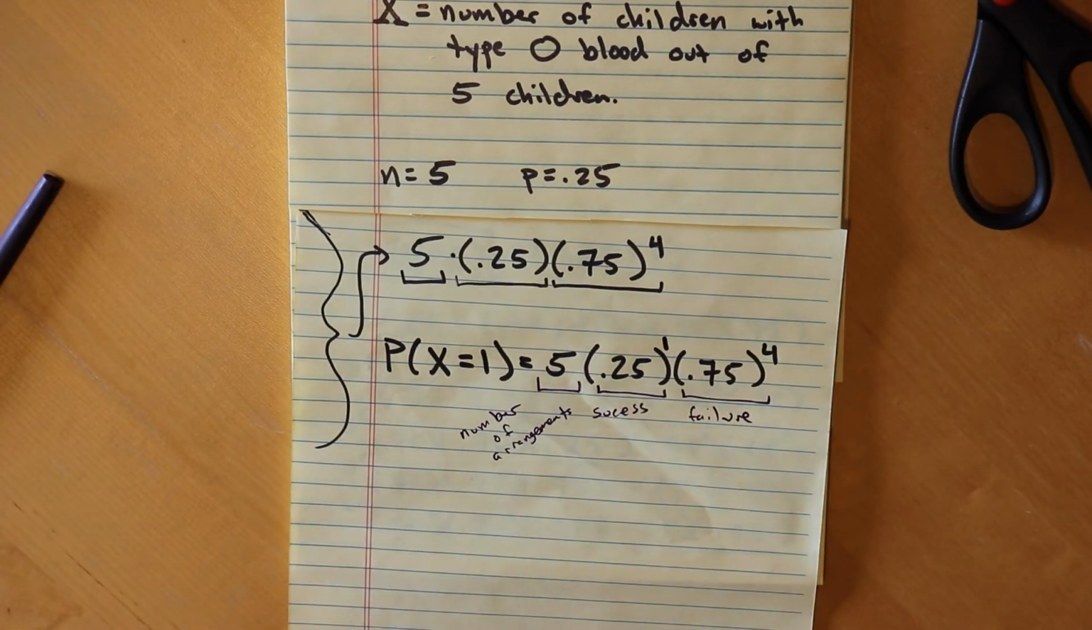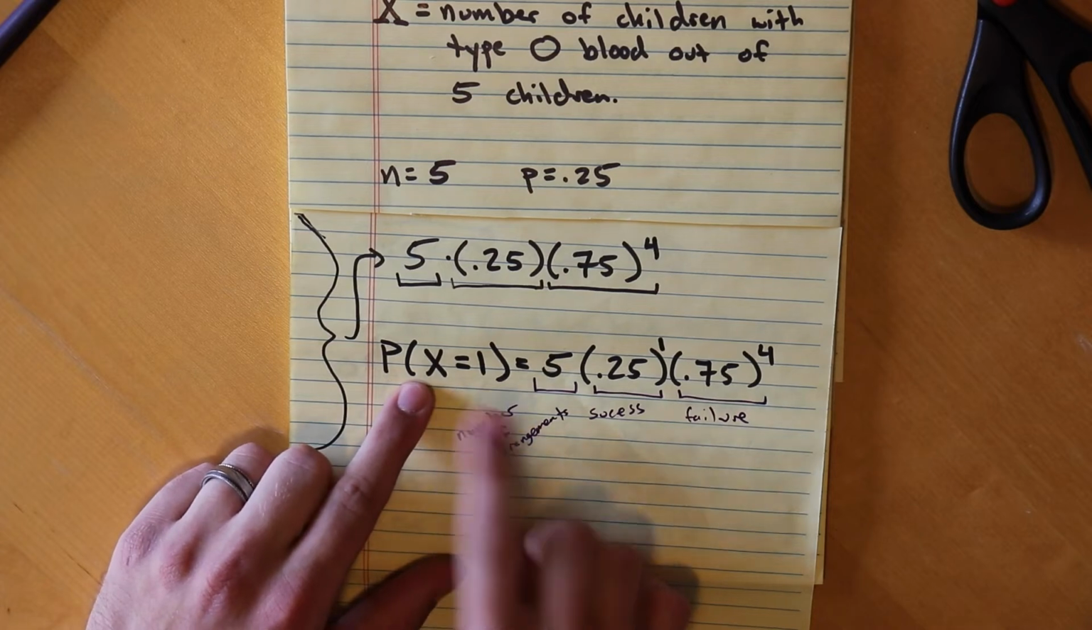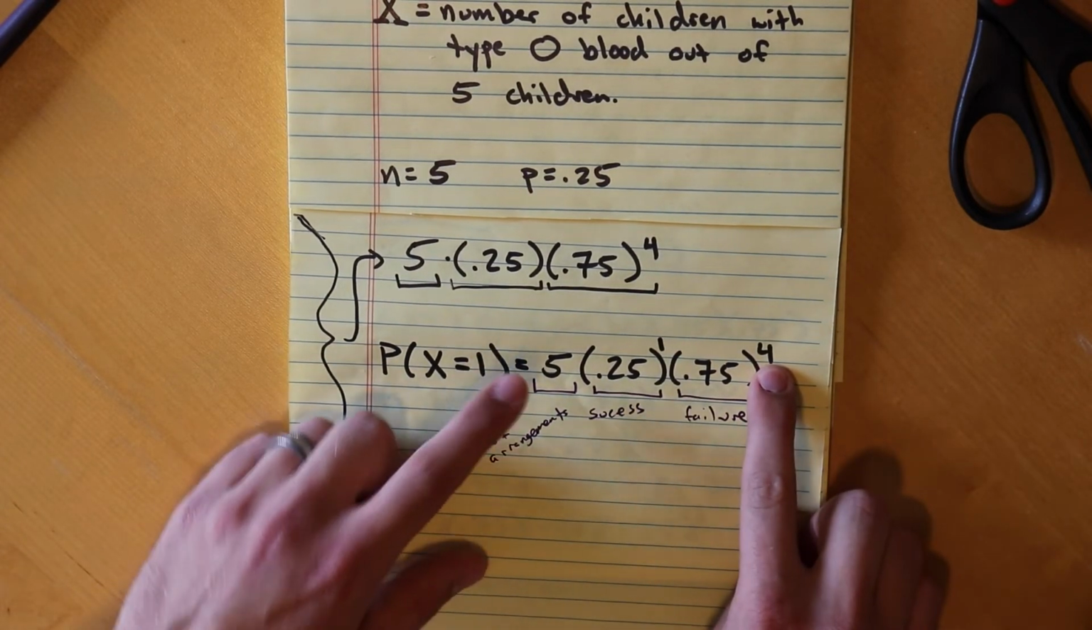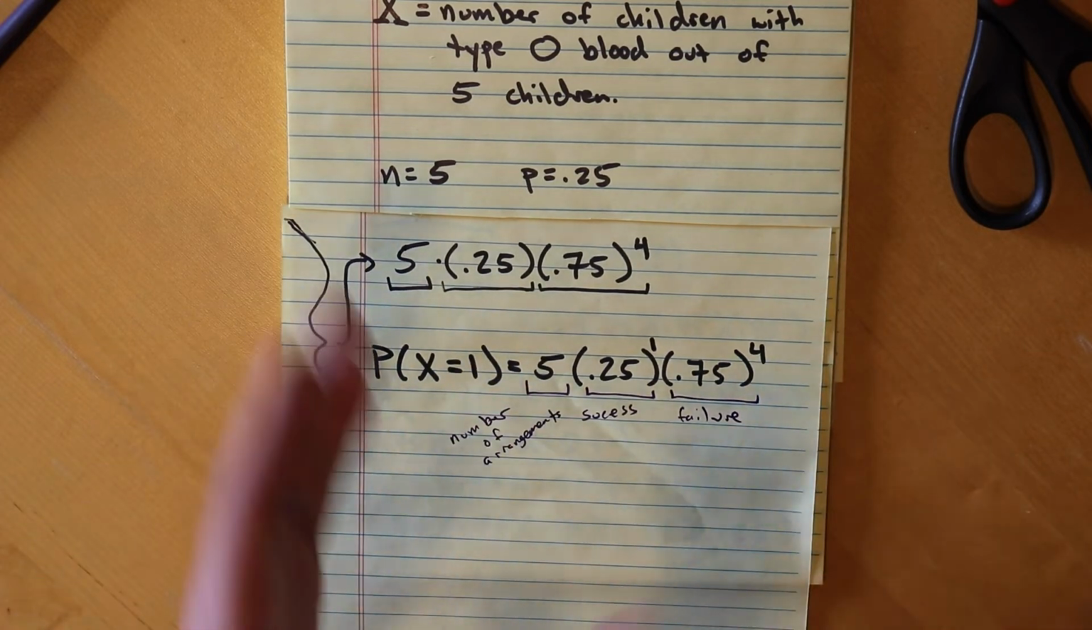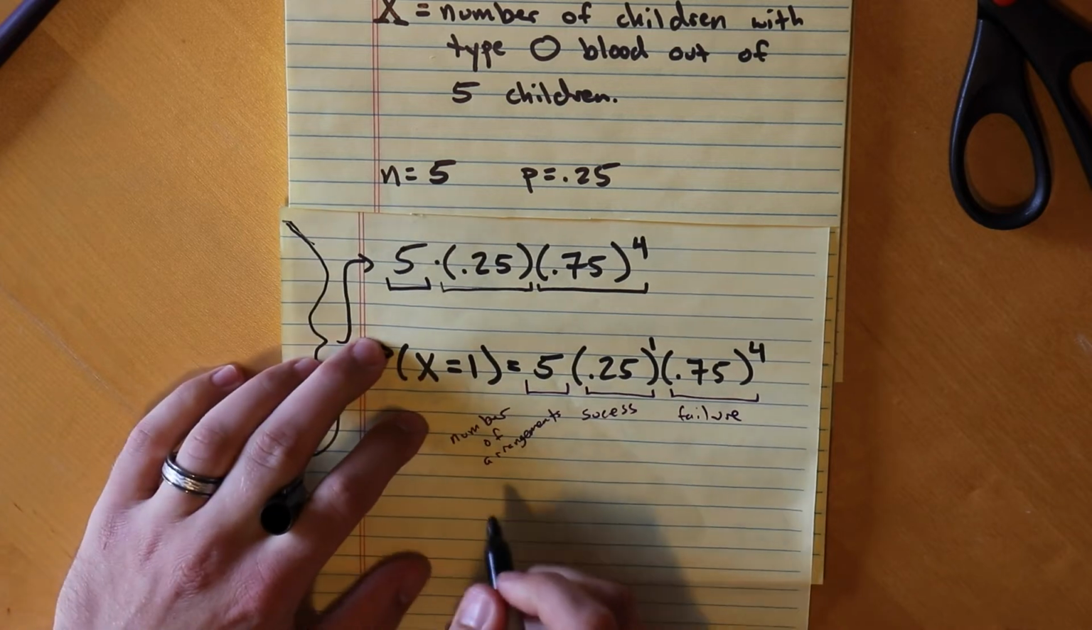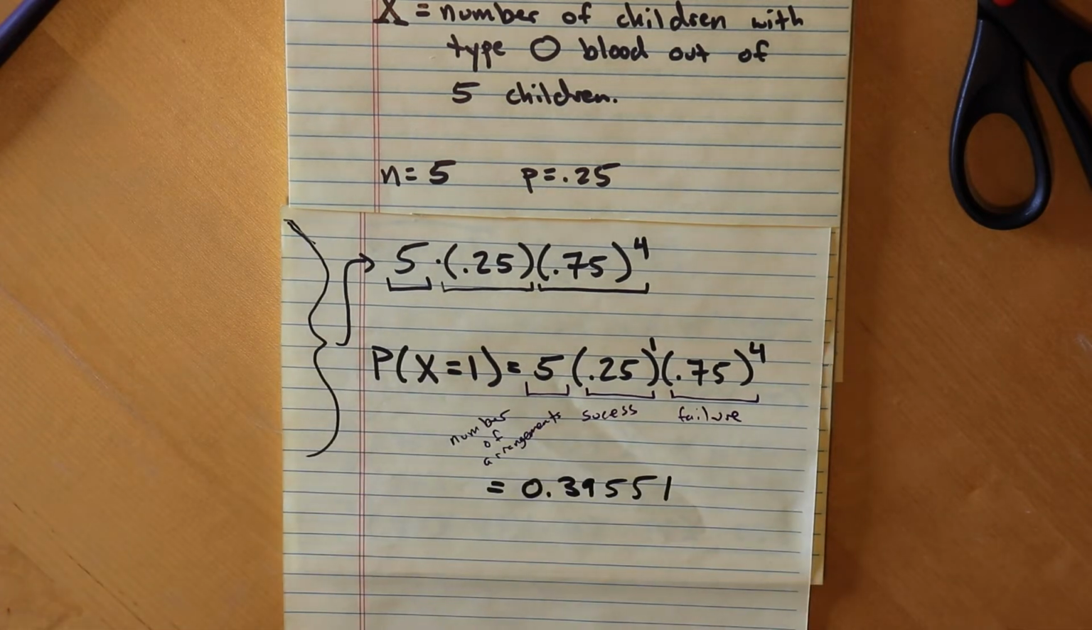So if you want 1 kid to have type O blood, this represents the 1 kid. This represents the 4 other kids, and this represents the number of ways that you could arrange that one kid out of the 5. And this probability is equal to about a 40% chance that this couple should expect one kid to have type O blood out of the 5.